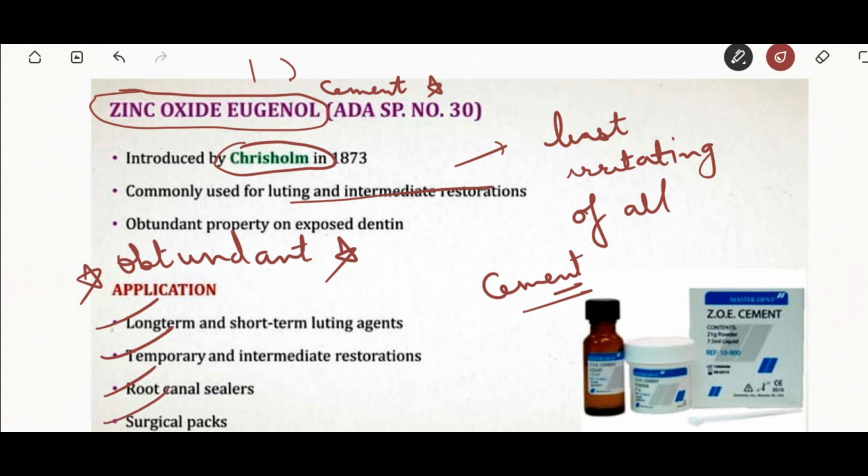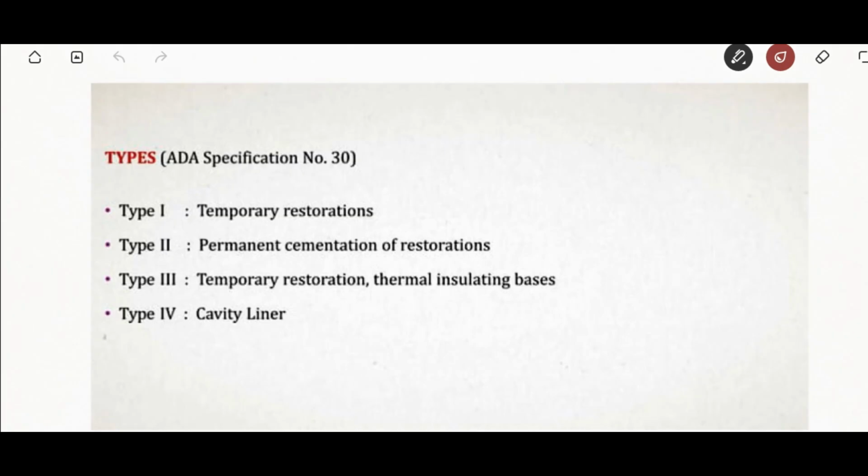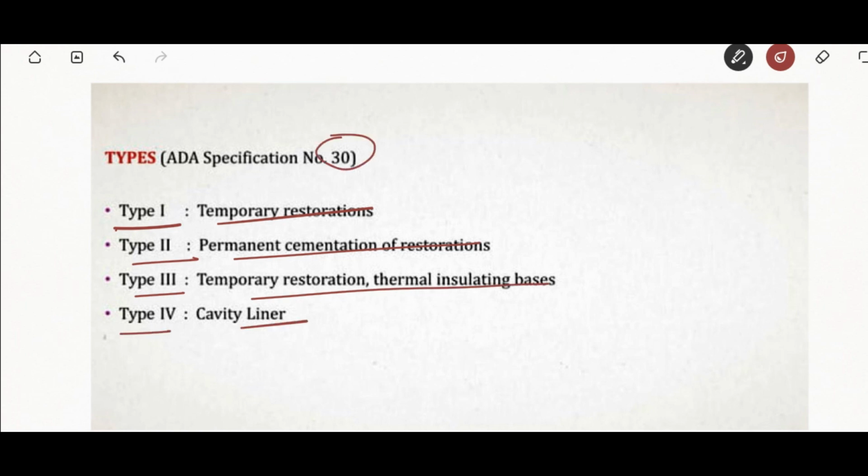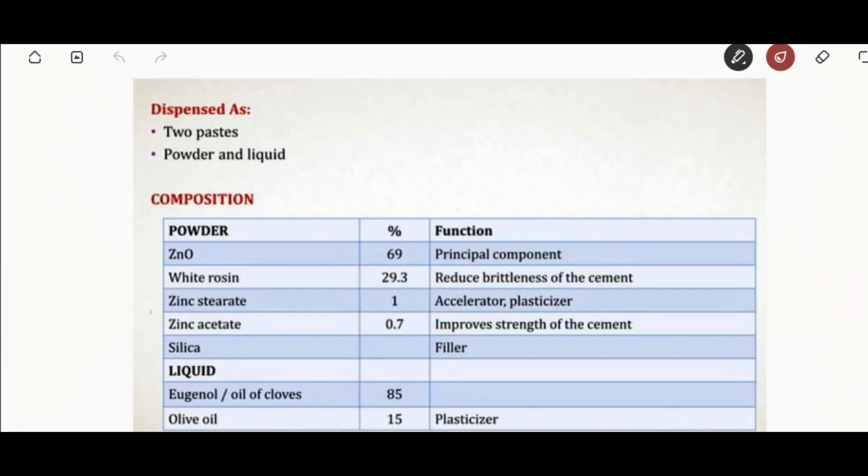According to ADA specification number 30, they are of four types: type 1, type 2, type 3, and type 4. Type 1 is for temporary restoration, type 2 is for permanent cementation of restorations, type 3 is for temporary restoration and thermal insulating bases, and type 4 is for cavity liners. It is dispensed as two components, powder and liquid.